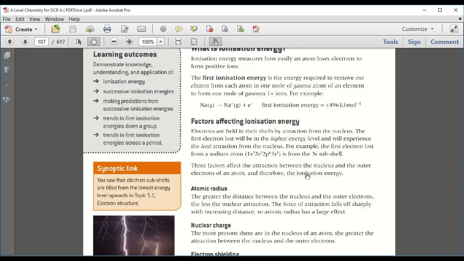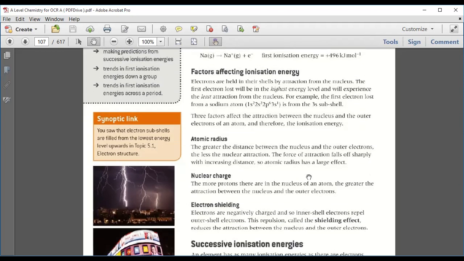So those factors are atomic radius, nuclear charge, and electron shielding. Three things we have to study: atomic radius, nuclear charge, and electron shielding. First of all, we will study nuclear charge. The more protons there are in the nucleus of an atom, the greater the attraction between the nucleus and the electron.